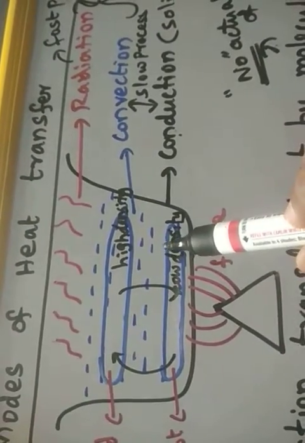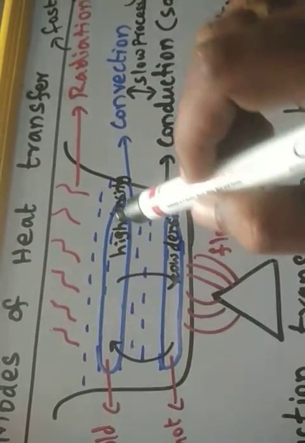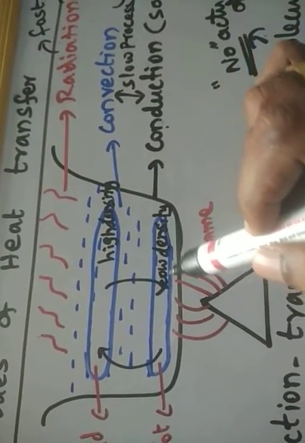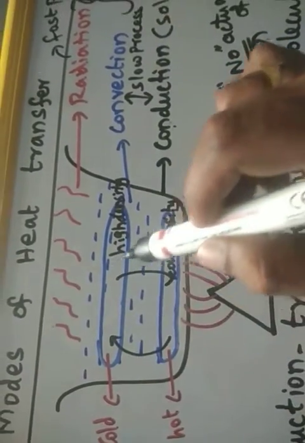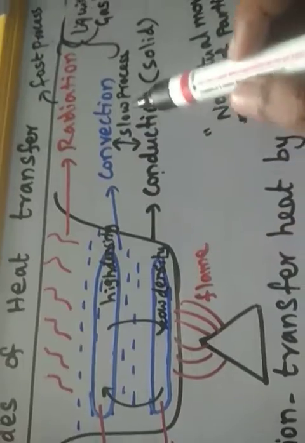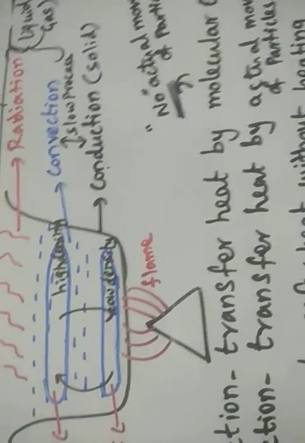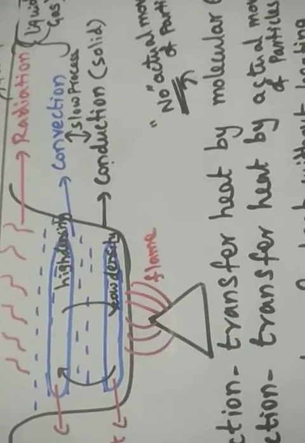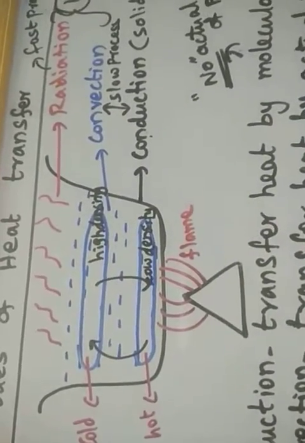Then what will happen? Due to buoyancy, the low density layers will move up and the high density water layers will move down. There will be a flow, an actual movement of particles. This is called a convection current. So there is actual movement of particles.